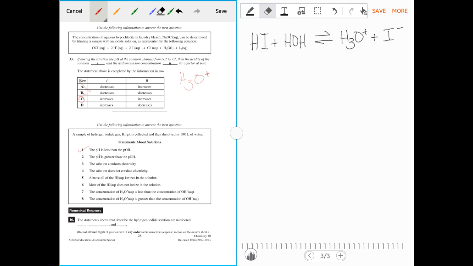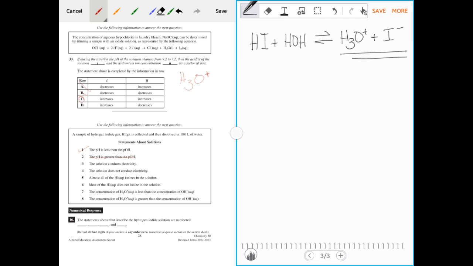Okay, the pH is greater than the pOH. Well, we know that that one isn't the case. Okay, the solution conducts electricity. Because we have ions present, which we see here, we see our ions present as our H3O and iodide, we do expect it to conduct electricity. Based on acidic properties, all acids should conduct electricity. Okay, the solution does not conduct electricity. Well, I crossed that one out.